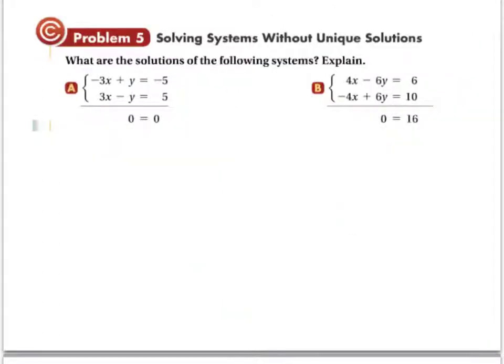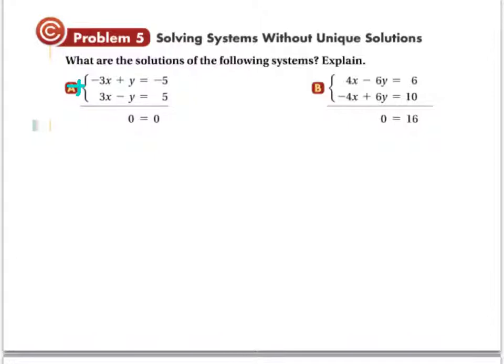Special cases, they're easy. Truly, for these, they're easy. So if you look at these two systems of equations, we have 3x plus y equals negative 5, 3x minus y equals 5. Let's use elimination since that's what we were working with today. Do you see opposites there? Yeah, there's all kinds of opposites there. Negative 3x and 3x are already opposites, so just add these two equations together.